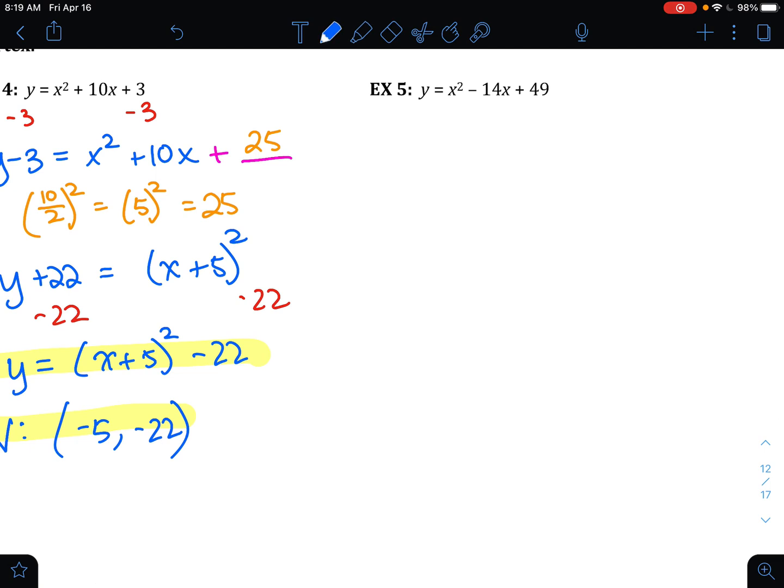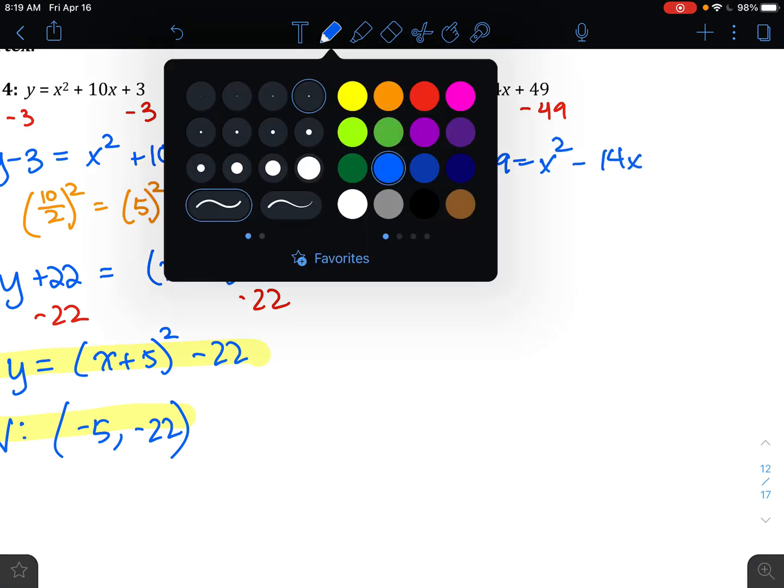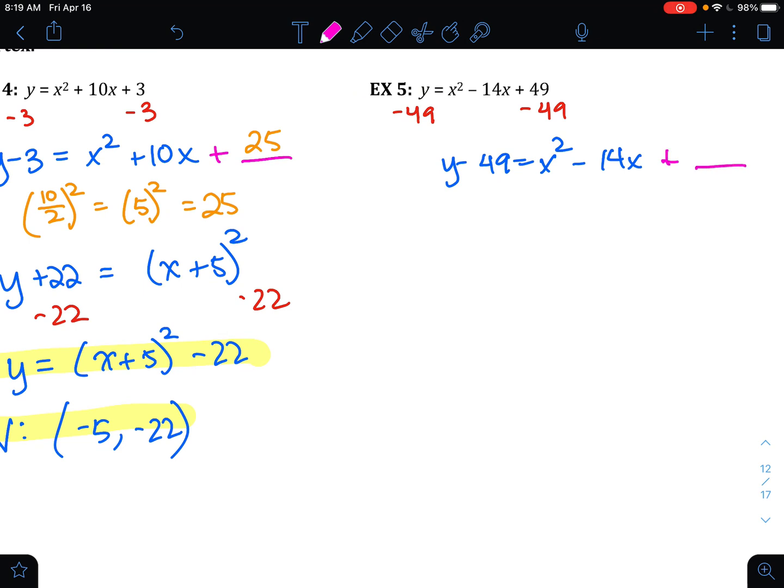All right, I'm going to work out number 5 now. All right, add in a blank plus blank plus blank, and then calculate the number you need to add in the blank. So b is -14, b divided by 2 squared. So do the math in parentheses first, then square it. You should always get a positive number because if you're squaring a positive, you'll get a positive. If you're squaring a negative, you'll get a positive.